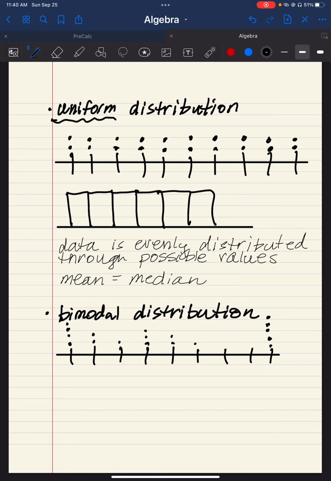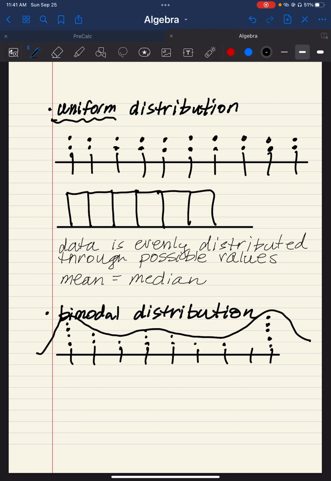It doesn't necessarily have to be symmetric, but you have 2 things that stand out more than others. So if we were to draw a shape around this, it would look like that. We've got these 2 peaks. And they're not always symmetric. The peaks don't always have to be equally spaced from the middle, but they can be symmetric. Either way, you're going to have 2 very common data values.